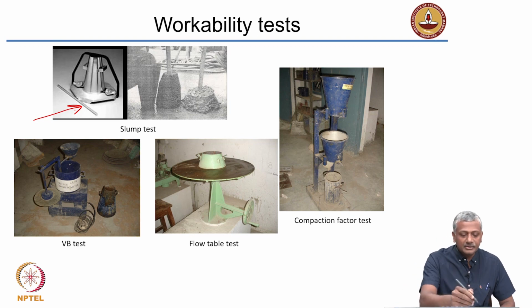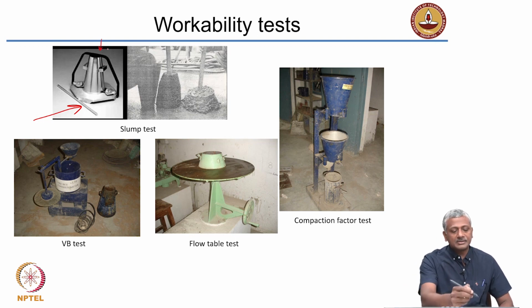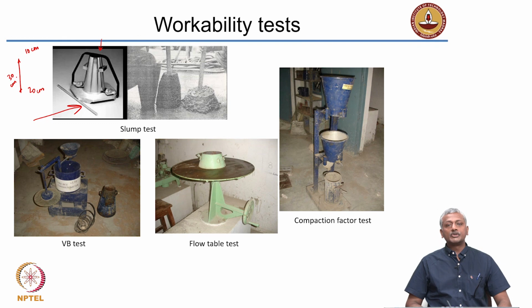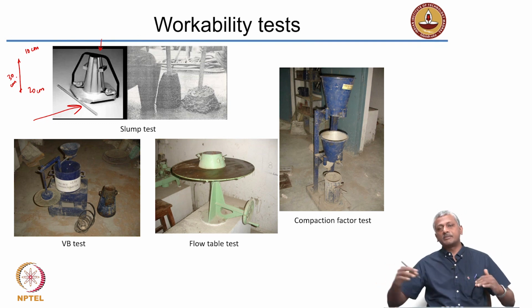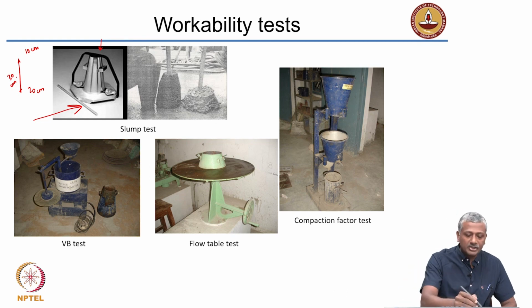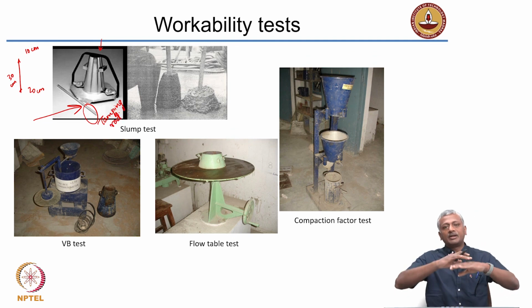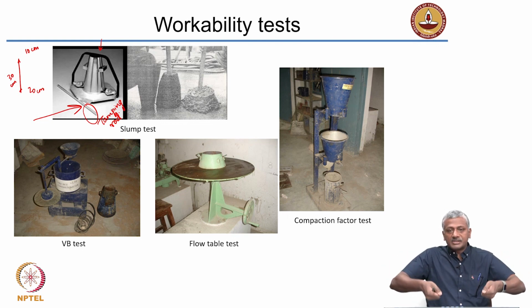So, as the diagram indicates, this is nothing but a cone which has an upper diameter of 10 centimeters, a lower diameter of 20 centimeters and a height of 30 centimeters. What you are supposed to do is fill up your concrete into this cone in 3 layers or 4 layers depending upon what standard you follow, and each layer needs to be compacted by this rod called a tamping rod. So, you give compaction to each layer, fill up till the top, and then you remove the slump cone.